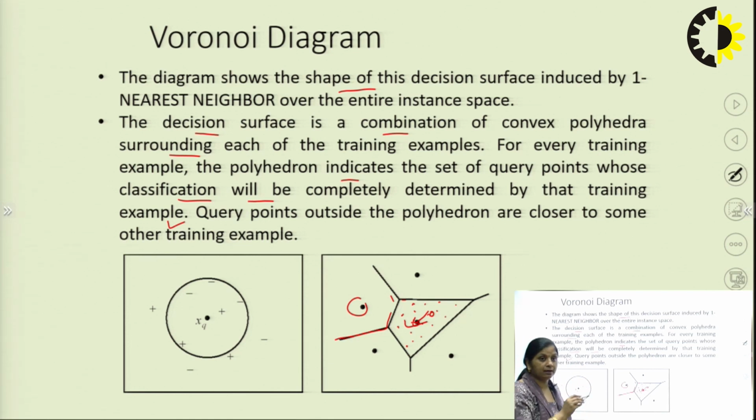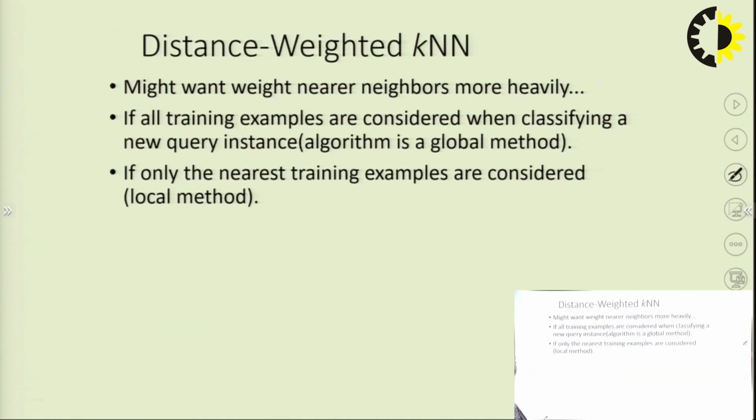So for each training example, we are having a polyhedra and its edges will decide that this will be the class of all the points within this particular polyhedra. Query points outside the polyhedron are closer to some other training example. If I consider this one, it is outside the polyhedra, so it will not take the class of this, it will take the class of this. So that is what we say, that we will consider some polyhedra. It's not a line, it's not a plane. So we are having a complex target function learned when we use the simple nearest neighbor method. So this is our hypothesis space consideration when we are using the nearest neighbor.